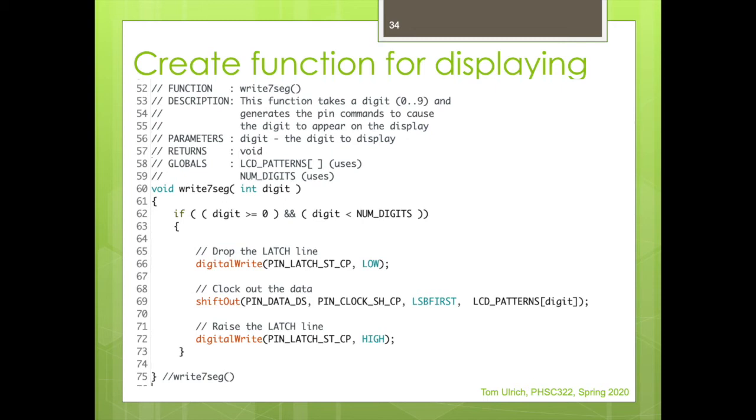So I have the number of digits set to 16, so it's got to be greater than or equal to 0, and it's got to be less than 16 because it's going to be 0 to 15. So first we drop the latch line, so we say digitalWrite, there's the latch, we say LOW. Then we clock out the data, we call shiftOut, we tell it the data's on pin data DS, the clock's on pin clock SHCP.